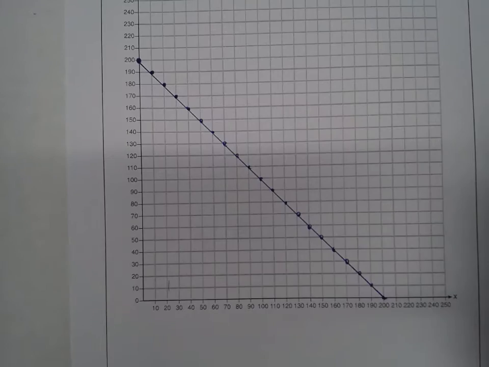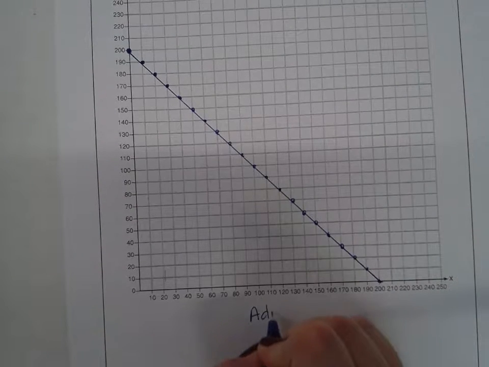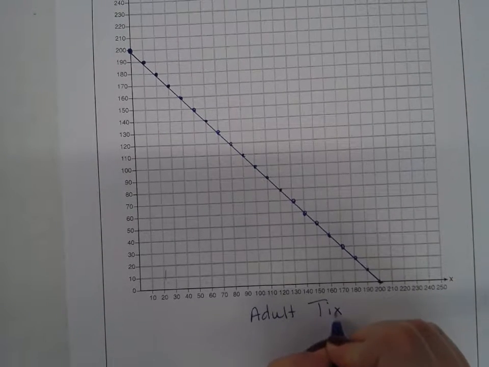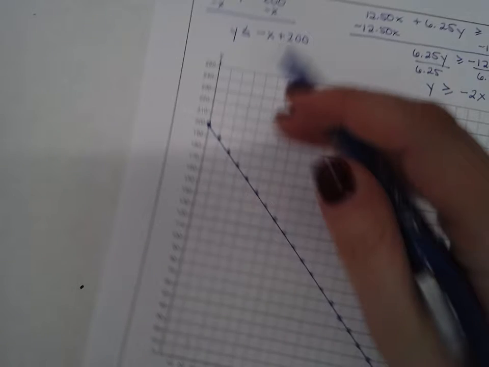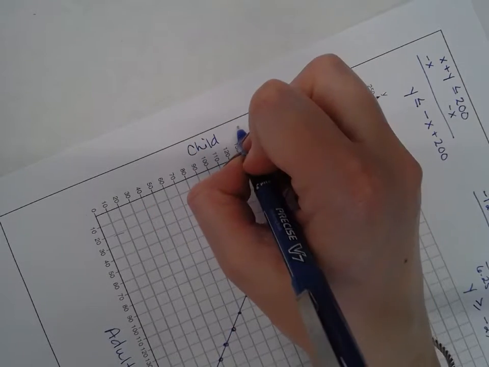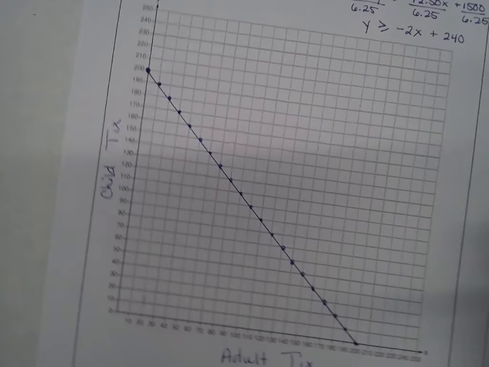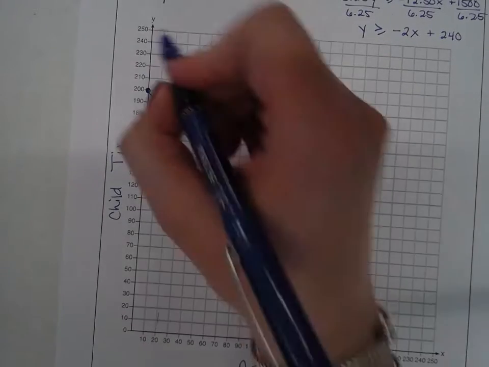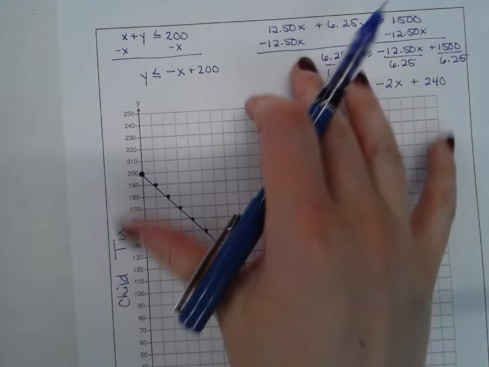Think back to what X represents. X represents our adult tickets. So I can't extend this line. Y represents children's tickets. Negative numbers don't exist in this problem. So this line has a starting point and a stopping point. We're not going beyond. I probably should have said this at the beginning.